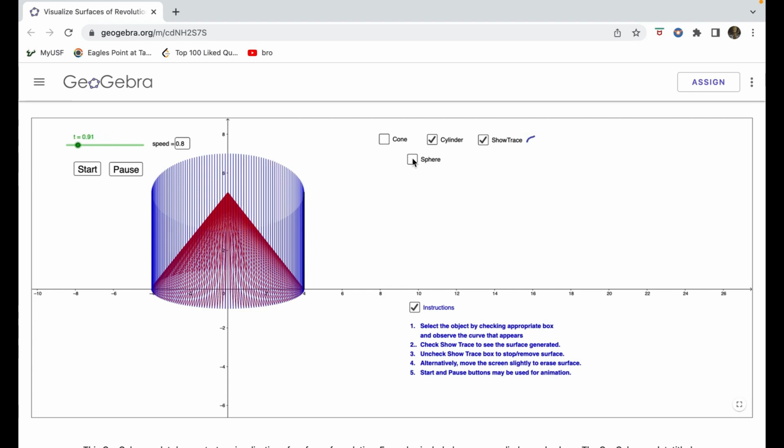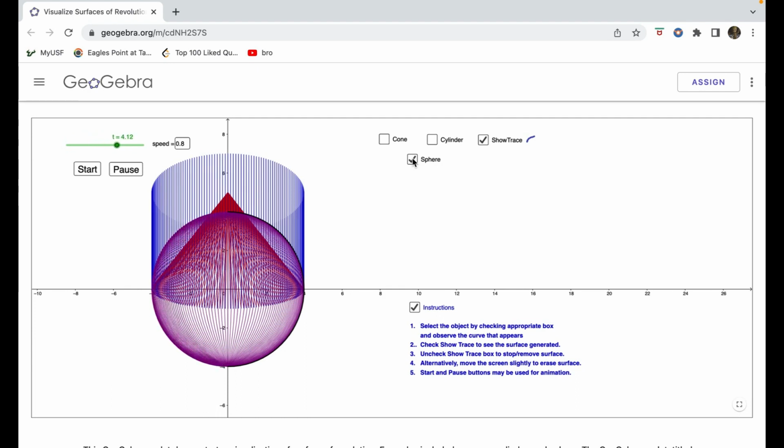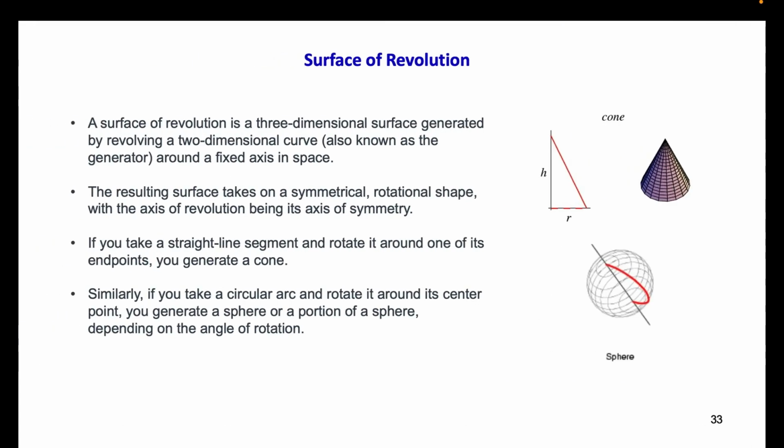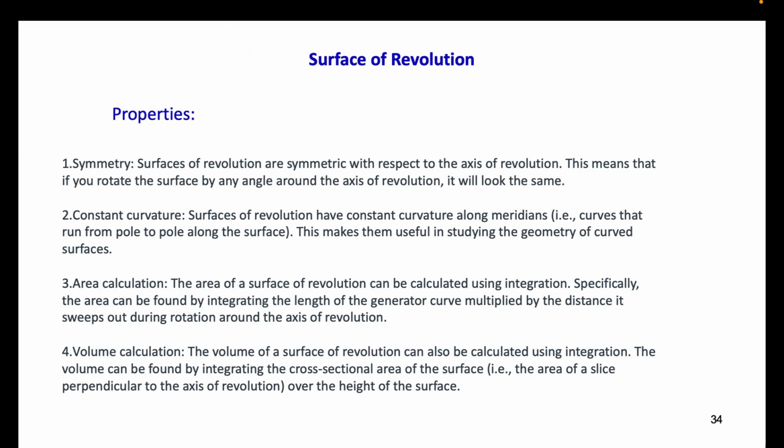And finally, I'll show the sphere, which is a circular arc rotated around an axis. Here you can see all three shapes being generated using the surface of revolution concept. So moving on to the next slide, I'm going to talk about the properties of surface of revolution.